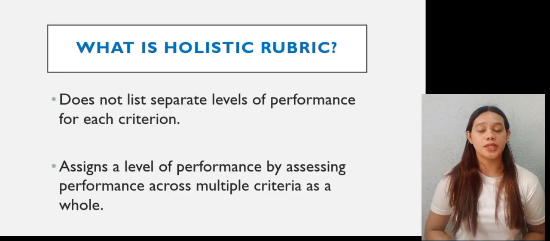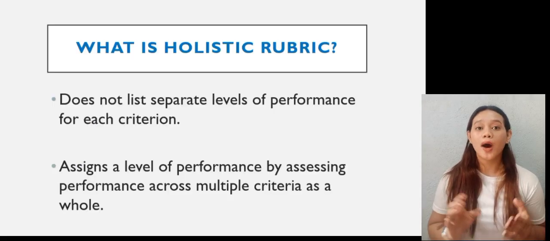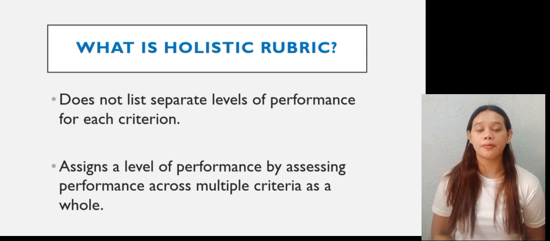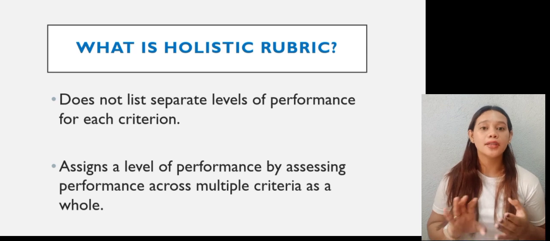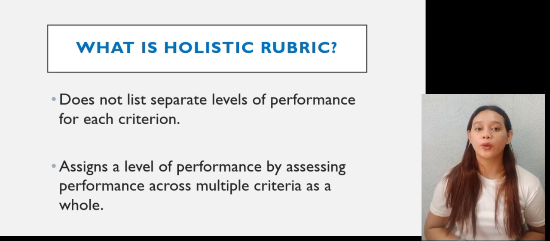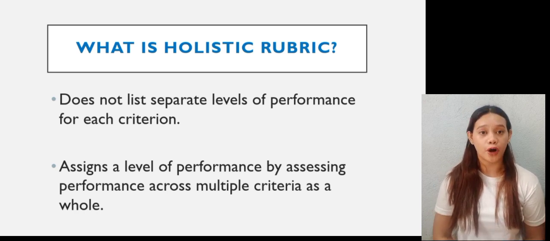So let's proceed to the holistic rubric. What is a holistic rubric? The holistic rubric does not list separate levels of performance for each criterion. It assigns a level of performance by assessing the performance across multiple criteria as a whole. A holistic rubric is a type of assessment tool used by educators or instructors to evaluate a student's overall performance on a task or assignment.